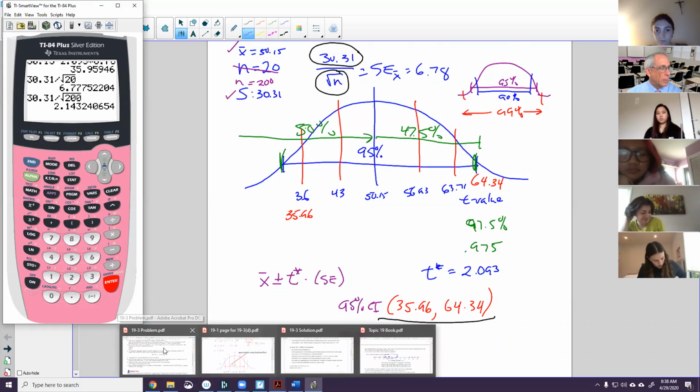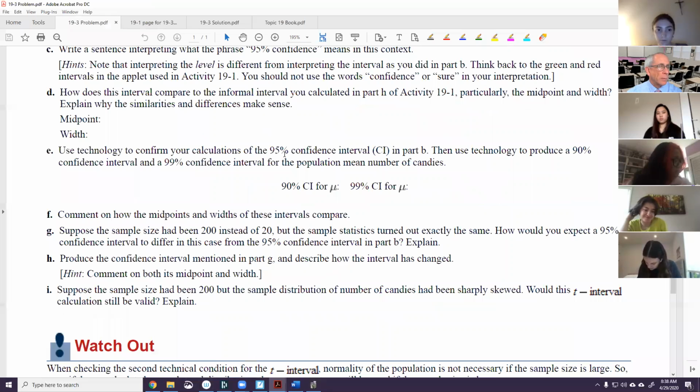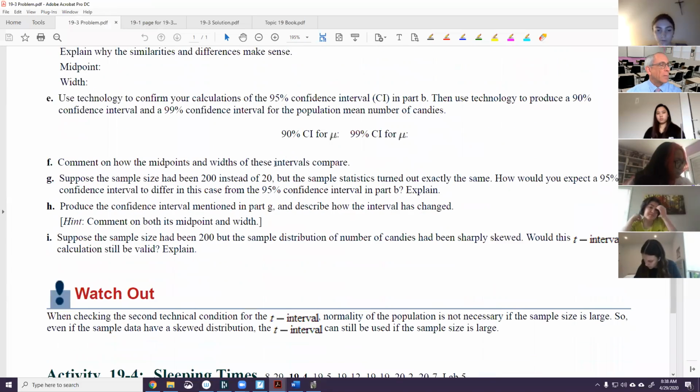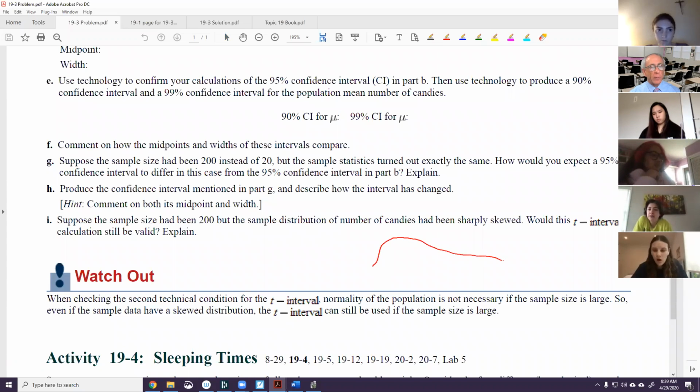Back to the book here. Okay, so part I says, suppose the sample size had been 200, but the distribution, instead of being maybe normal, was really skewed. So the distribution looked something like that, way skewed, right? Can we still use the t-interval calculation?